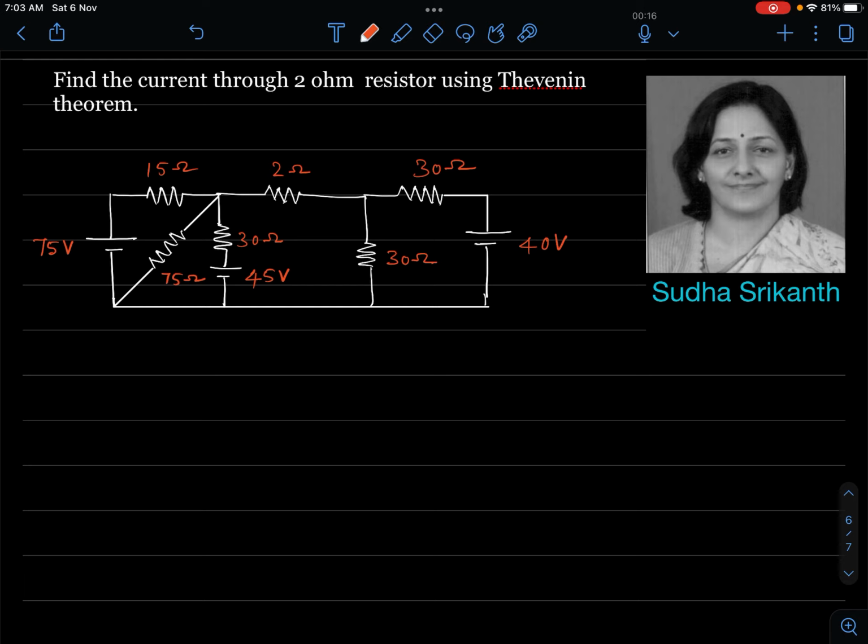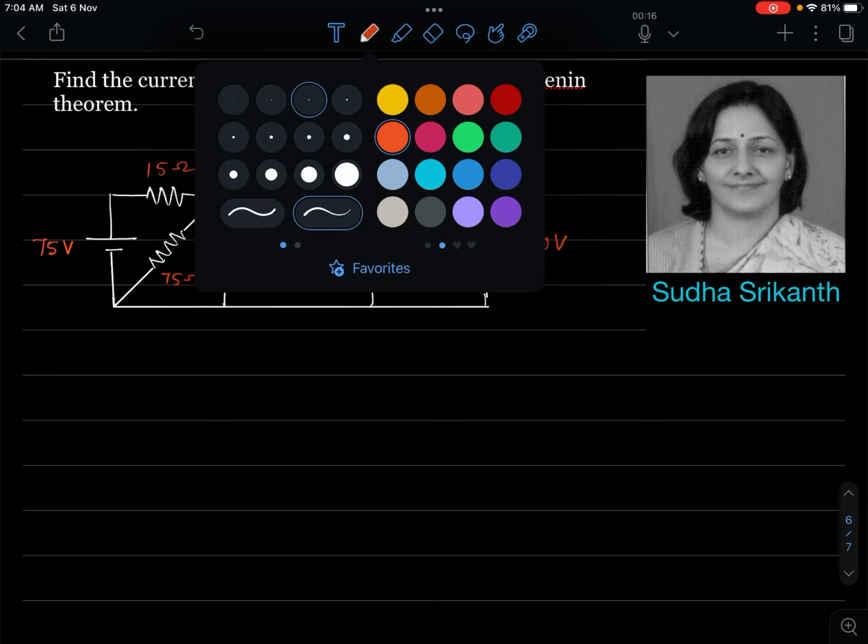Okay, so how do we do it? What is Thevenin's theorem about? Thevenin's theorem talks about replacing the entire network by a simple voltage source between any pair of terminals. Now in this problem, what is that pair of terminals we are talking about? We are talking about the 2 ohm resistor, the current through the 2 ohm resistor, right? So the 2 ohm resistor is connected between a pair of terminals. So we identify that pair of terminals.